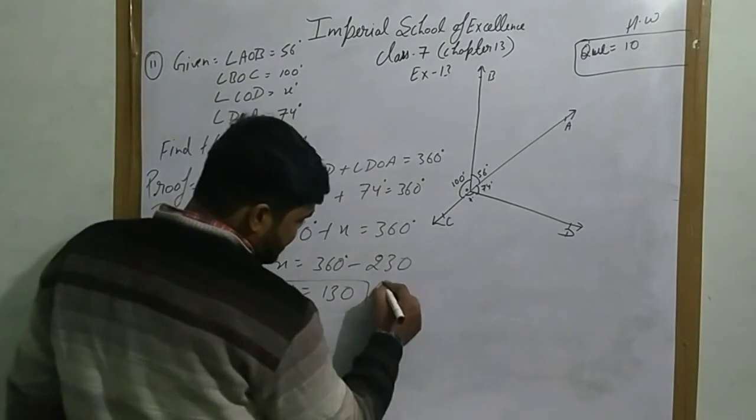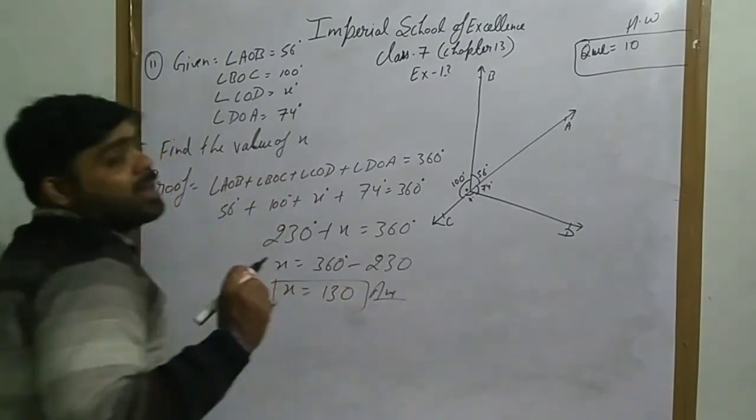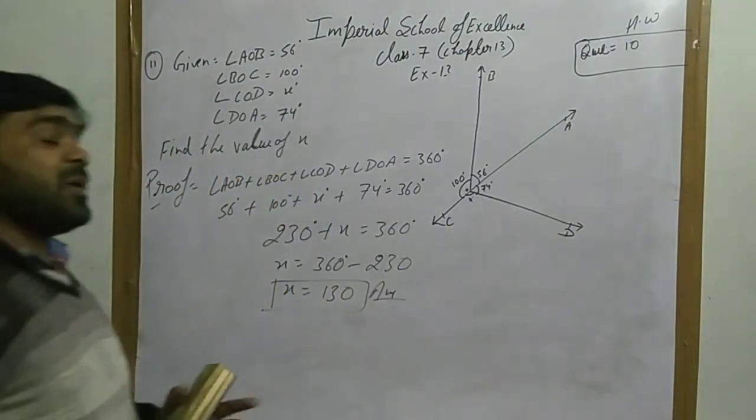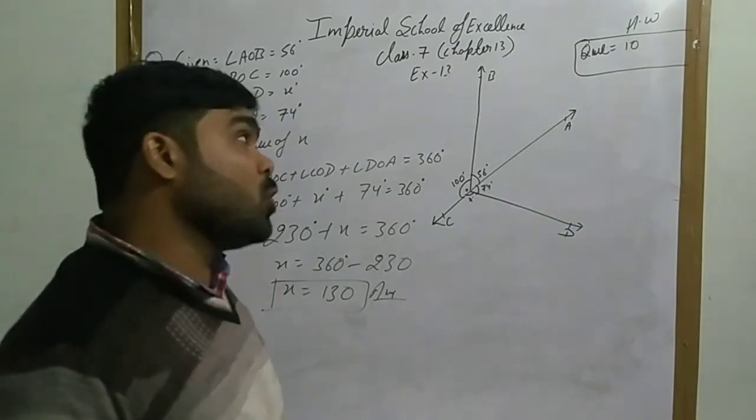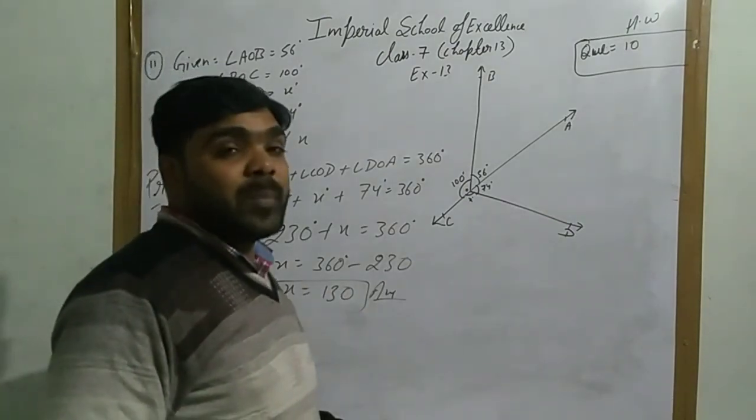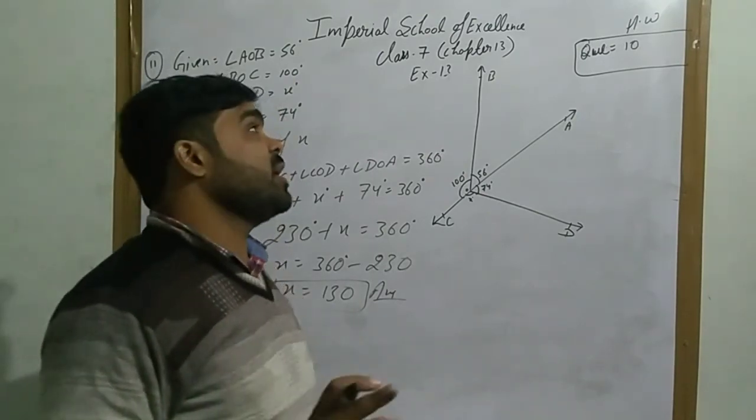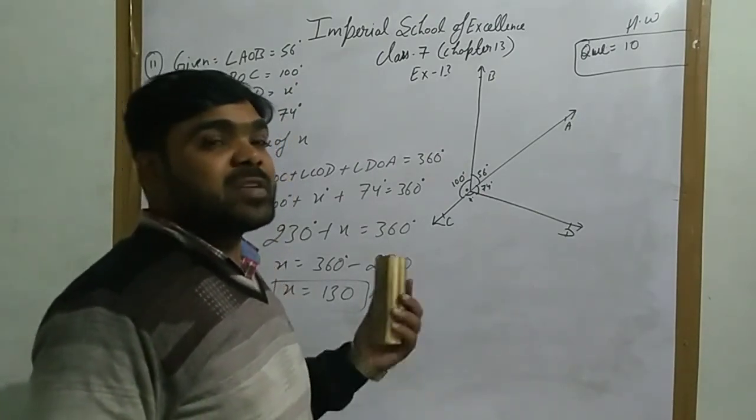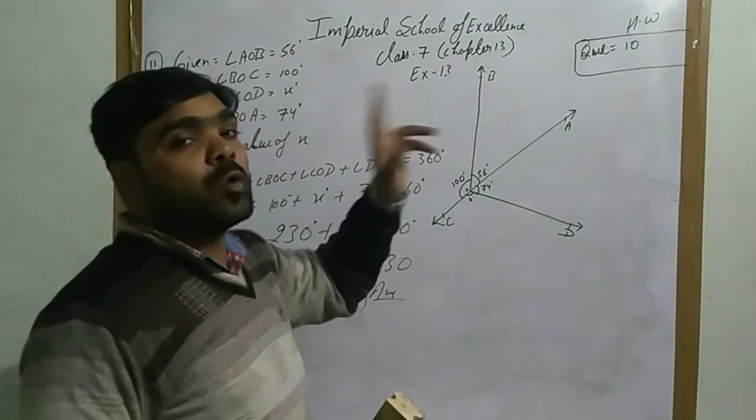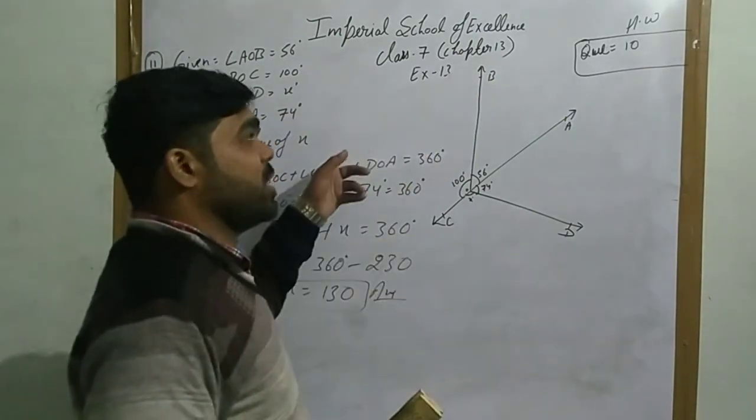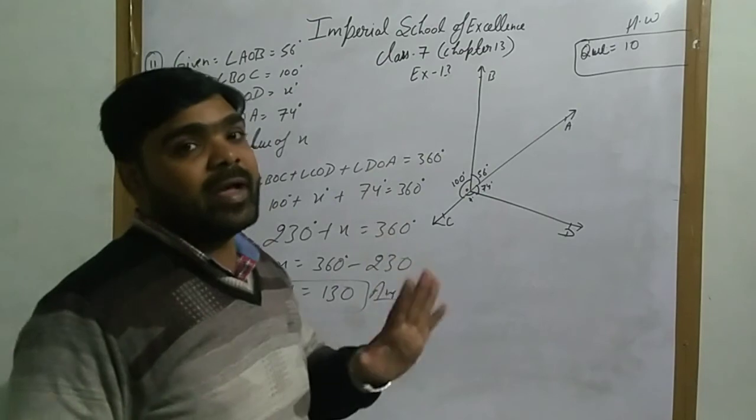This is your answer. So your chapter number 13 has been completed. Your course for the second periodic test is also completed. In our next class we will start revision. From the starting chapter, you have to do only question number 10, which is similar to question number 9. Thank you and have a nice day.